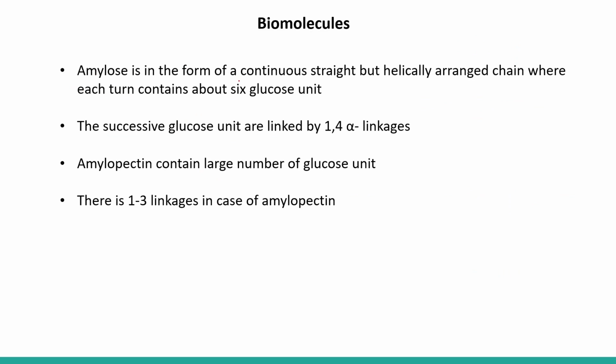Amylose is a continuous straight but helically arranged chain where each turn contains about 6 glucose units. So they are basically straight, but they form a helical structure. The successive glucose units are linked by 1,4-alpha linkage. The amylopectin contains a large number of glucose units, and 1,3 linkage in the case of amylopectin is seen.